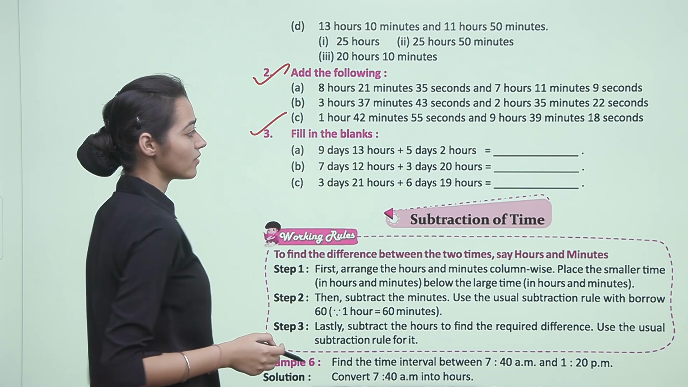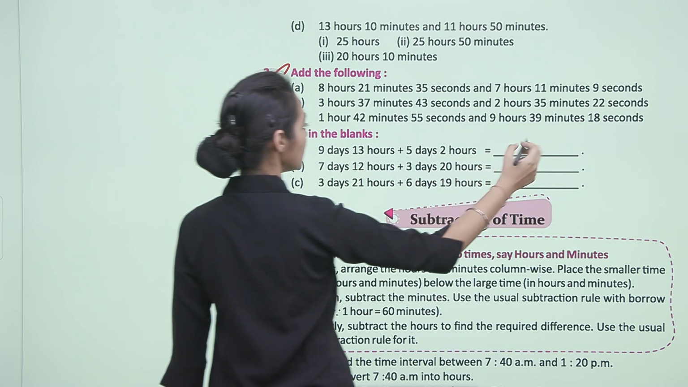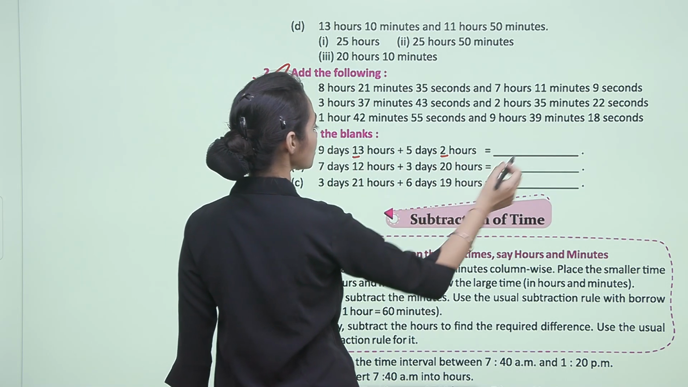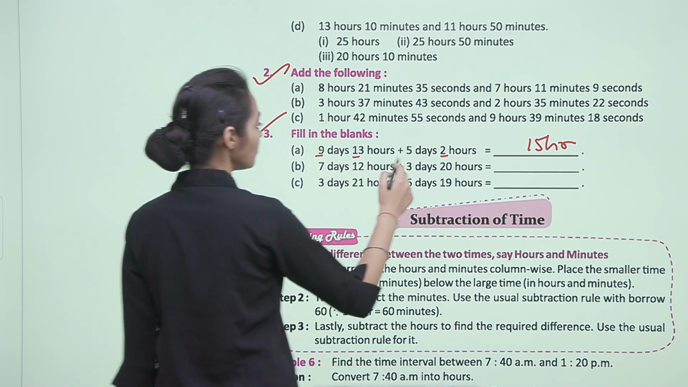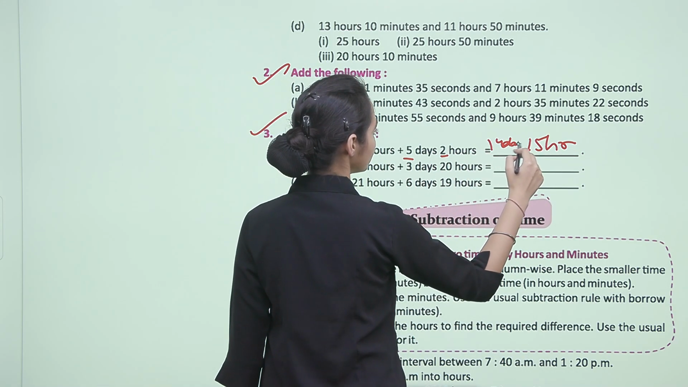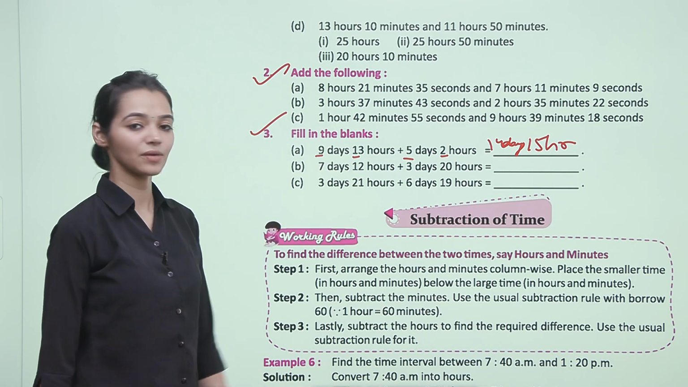In both of these we have to add the following terms. So it will become 13 plus 2, 15 hours, and it will become 14 days. That's how you can complete the remaining part.